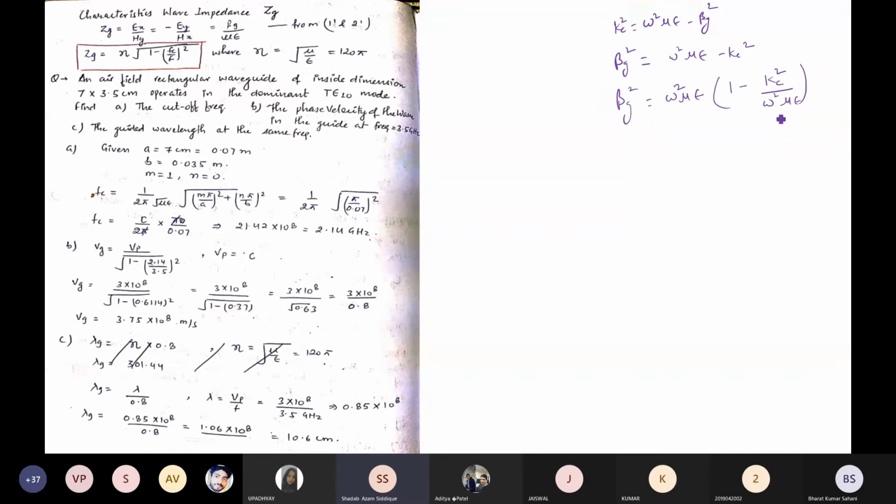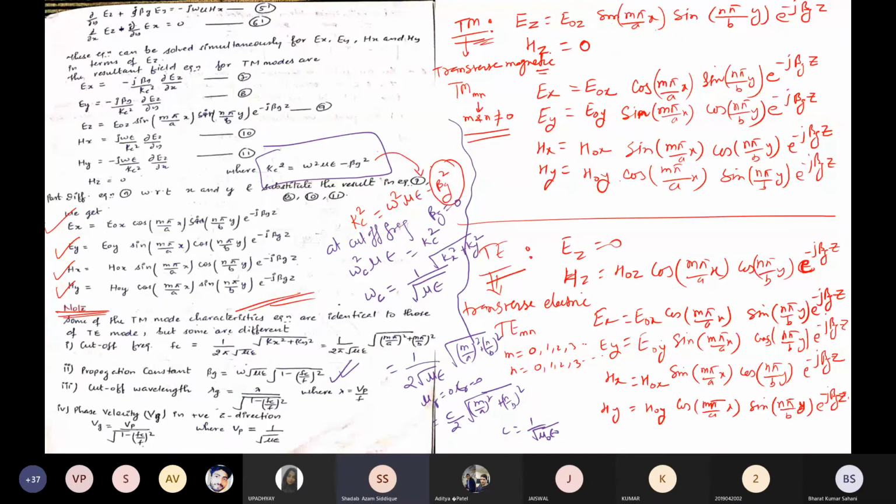So what is this kc square by omega square mu epsilon? Already we have seen, at cutoff frequency, omega c square mu epsilon is equal to kc square. So omega square mu epsilon over kc square is equal to 1. This is at cutoff frequency.